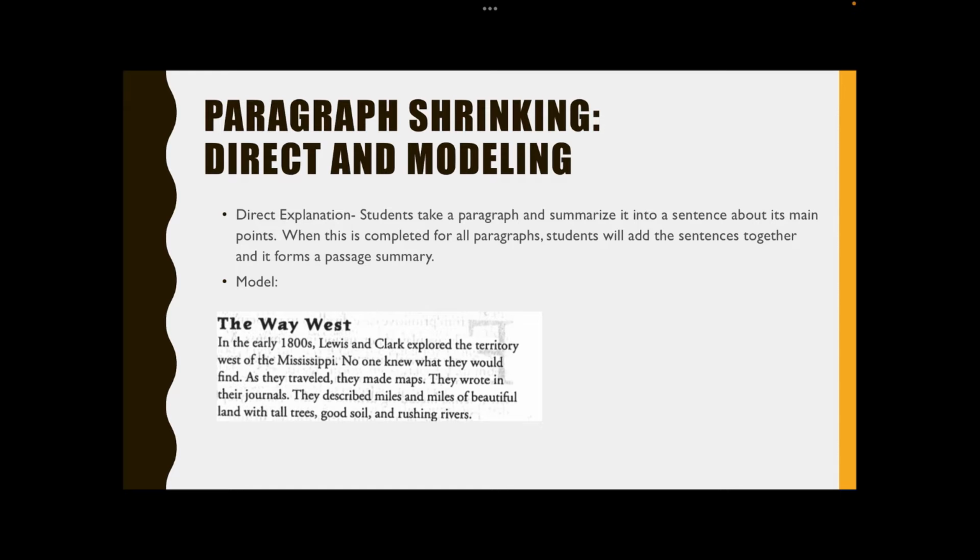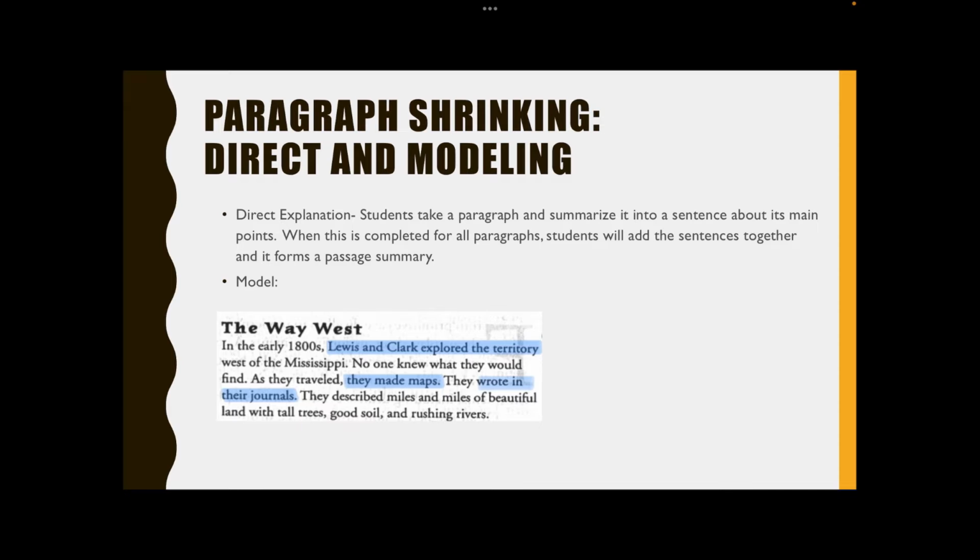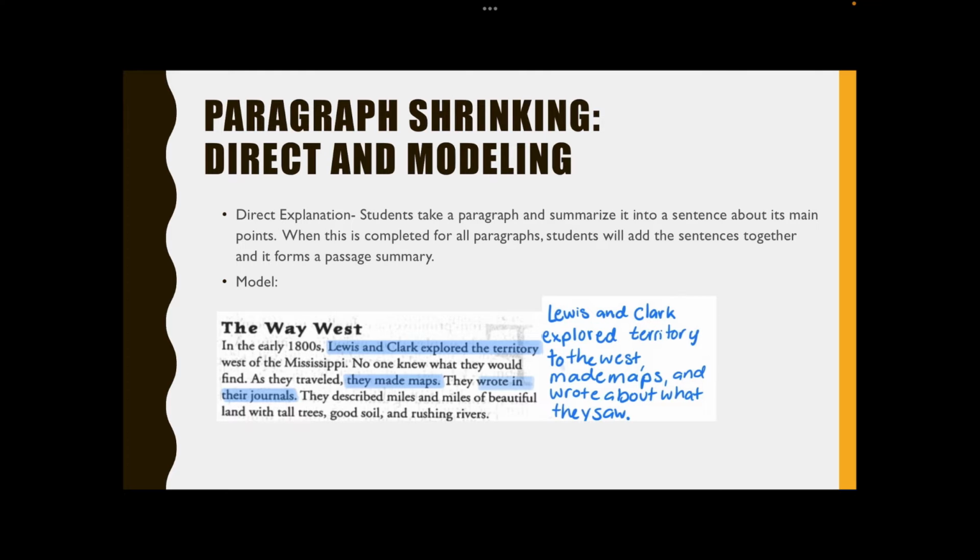So out of this, I highlighted what I thought were the main ideas. This is what I took away from that: Lewis and Clark explored the territory, they made maps, and they wrote in journals about what they saw. And so then I'd write a sentence about it, and I wrote, Lewis and Clark explored territory to the west, made maps, and they wrote about what they saw. It sums up what the paragraph was about.